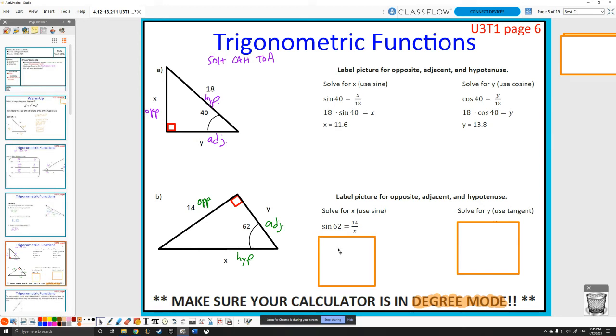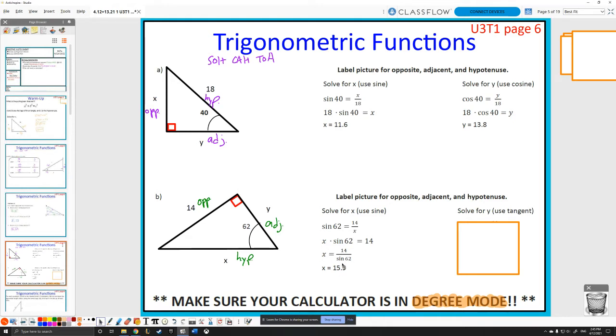Now, this is a little bit different because I want to make sure x is in the numerator so I can actually solve for it. So I'm going to multiply by x on both sides to get rid of the denominator x. Now, a lot of students get kind of scared at this because you're like, oh, wow, sine of 62, what the heck is that? Sine of 62 is just a number. It's just like square root of 3, just like square root of 5, just like pi, it's just a number. So you can divide by sine of 62 on both sides and solve for x.